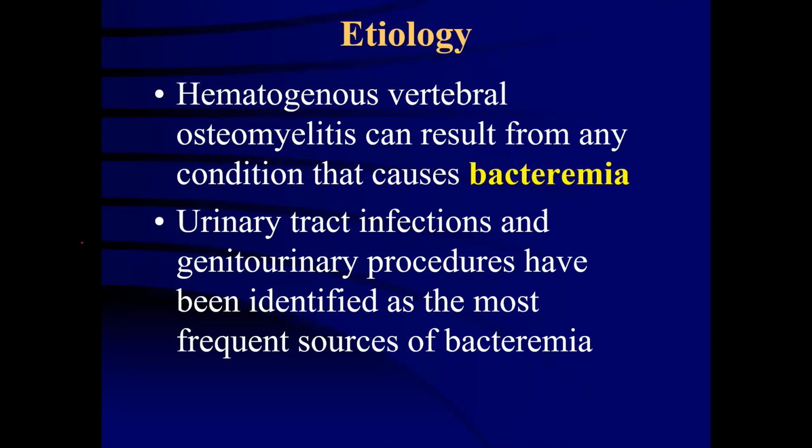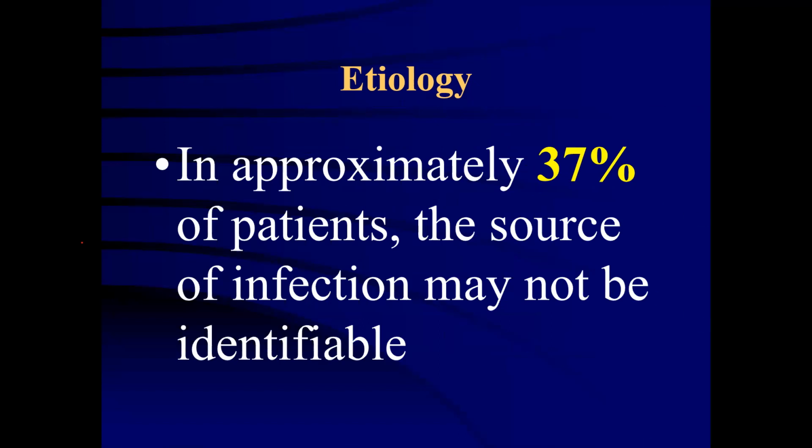The hematogenous route: vertebral osteomyelitis can result from any condition that causes bacteremia. Urinary tract infections and genitourinary procedures have been identified as the most frequent sources of bacteremia. In approximately 37% of patients, the source of infection may not be identifiable.